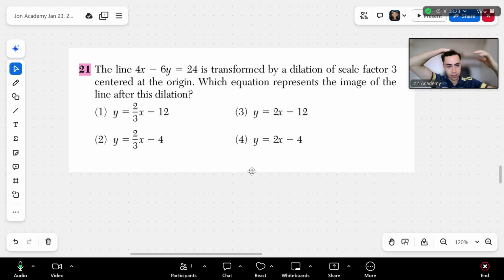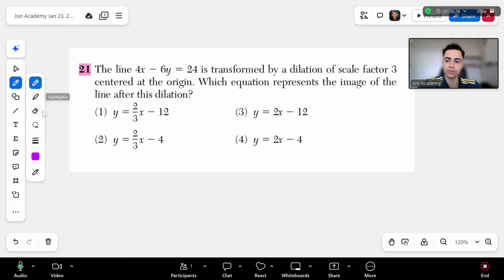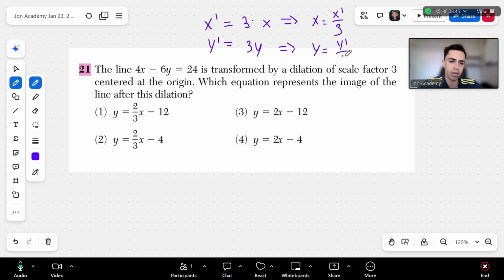Let's see now number 21. They are talking about a dilatation of a scale factor of 3. So that means that x prime is going to be 3 times x and y prime is going to be 3 times y. So now we can solve for x and y. So x will be x prime divided by 3 and y would be y prime divided by 3.